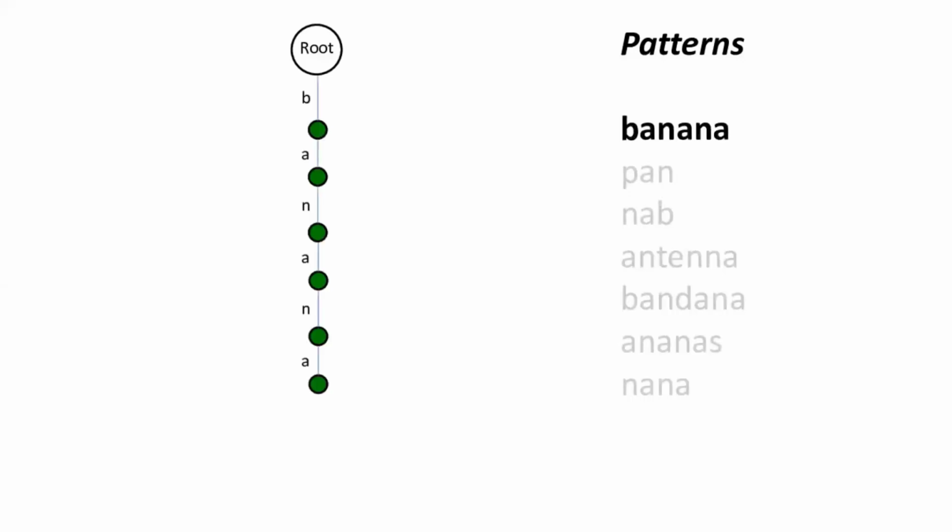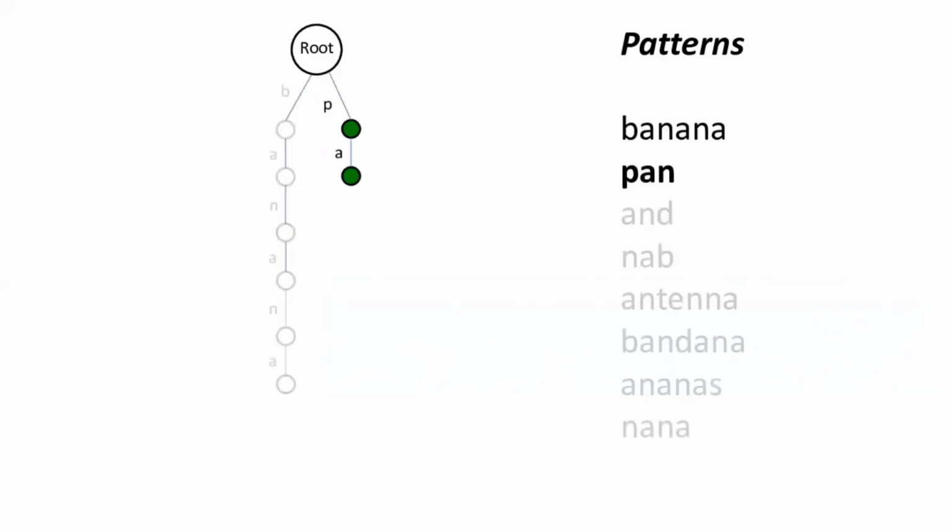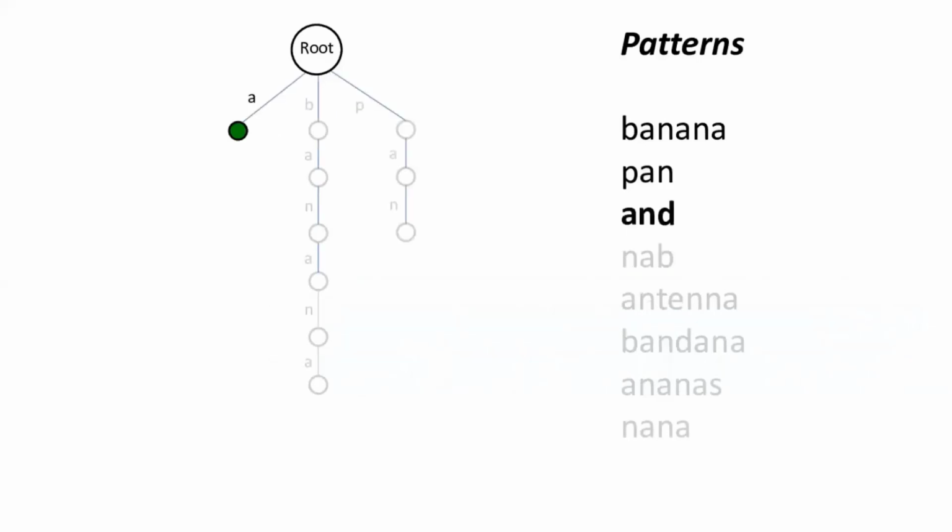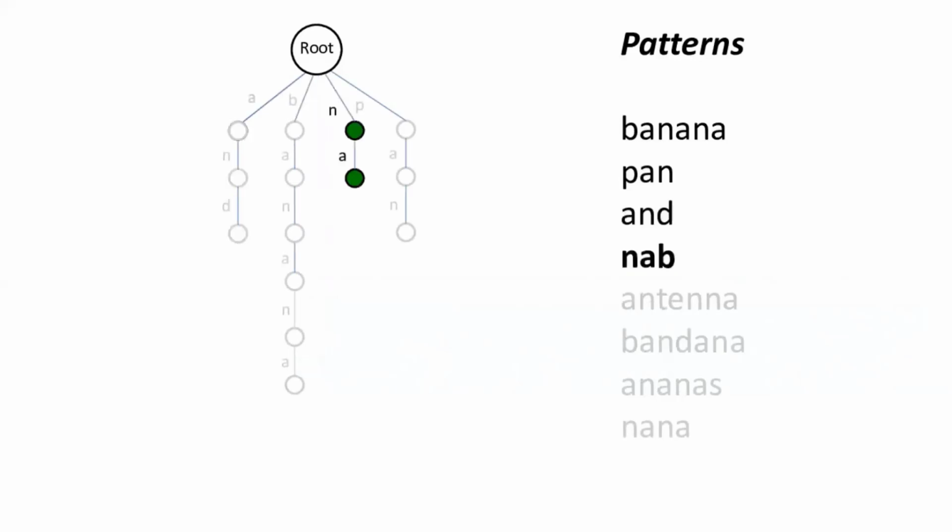Here's how I'm going to create this data structure. I'm going to go through each short read, each pattern, and add it to the tree. I've added banana. Next, I'm going to add pan. That's the next pattern that I would like to find within the genome. Next, I'm going to add and. Next, I'm going to add the next one, nab. The next short read is antenna.